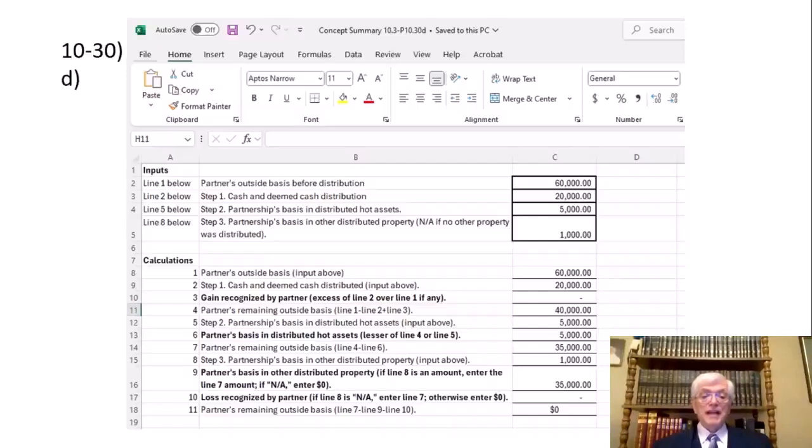She's going to take that artwork with a basis of $35,000. And the loss recognized by the partner will be 0. And her remaining basis, because she took the artwork at a $35,000 basis, she has zeroed out her partnership interest that way. So it is, again, 0.